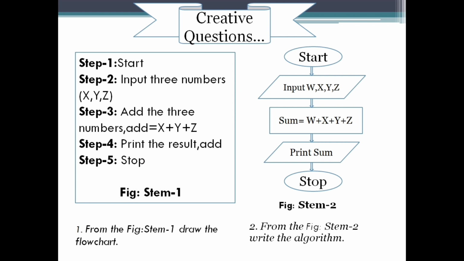Here are some creative questions. On the left side is an algorithm and on the right side a flowchart. You can see figure stem 1 is an algorithm, figure stem 2 is a flowchart. In the exam, you will have a question: from figure stem 1, draw the flowchart, and number 2, from figure stem 2, write the algorithm. Solve the problem, read and write, and submit to your sub-teachers.